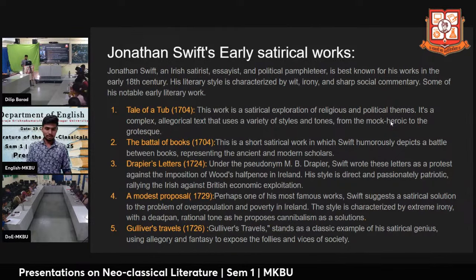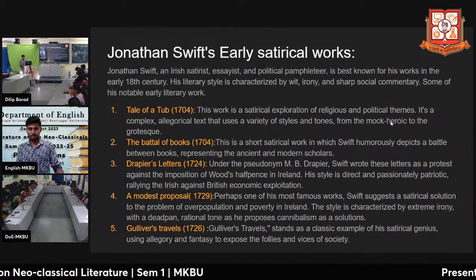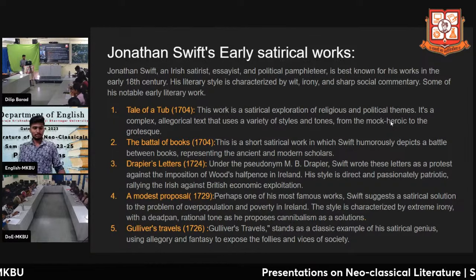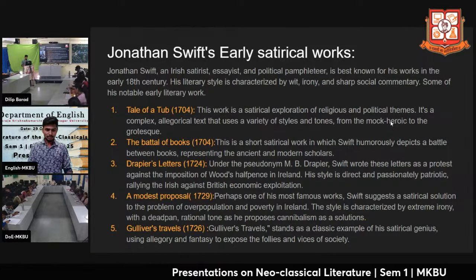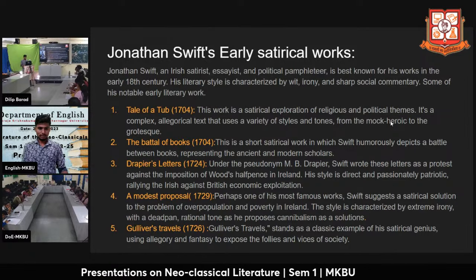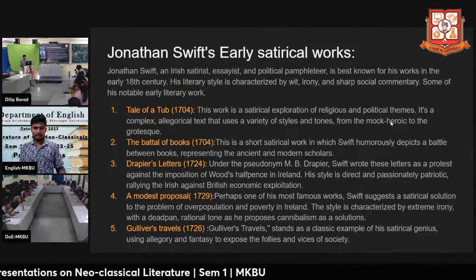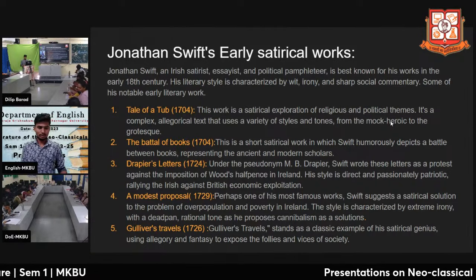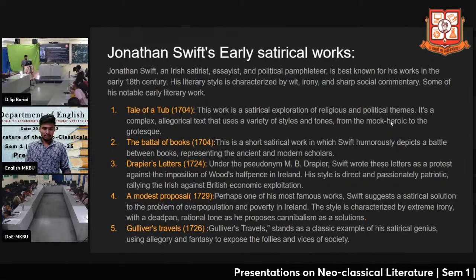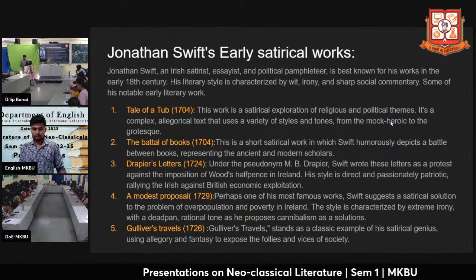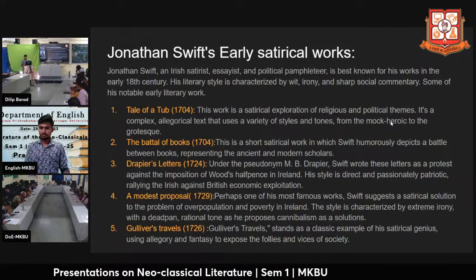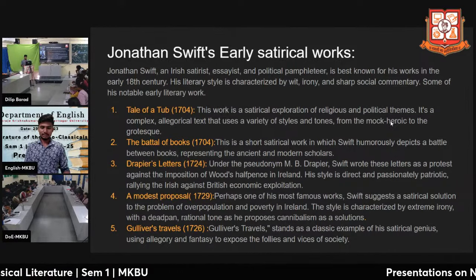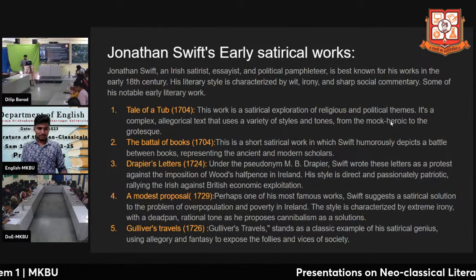Jonathan Swift's early satirical works. First, A Tale of a Tub. This work is a satirical exploration of religious and political themes. It is a complex, allegorical text that uses a variety of styles and tones from mock heroic to the grotesque. The Battle of the Books. This is a short satirical work in which Swift humorously depicts a battle between books representing ancient and modern scholars.